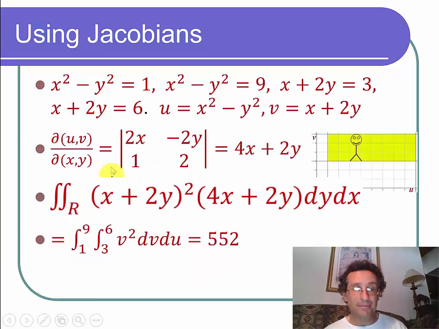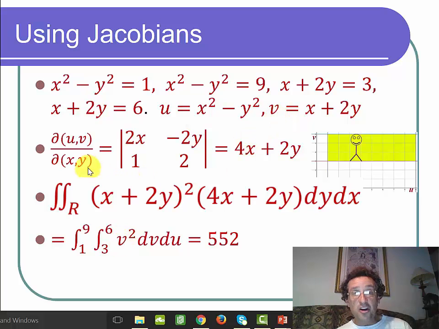So now we can integrate. We're going to take an integral from 1 to 9, left to right, integral from 3 to 6, bottom to top. Be careful. Every time you get only numbers here, always check to make sure that it is a rectangle. If it's not a rectangle, you don't just get numbers. And then we had (x plus 2y) squared. But x plus 2y was equal to v. So that's just v squared.